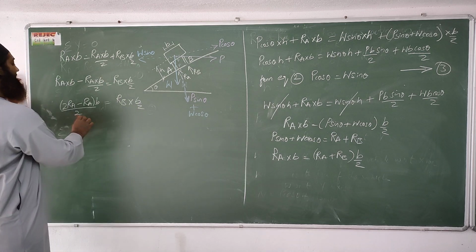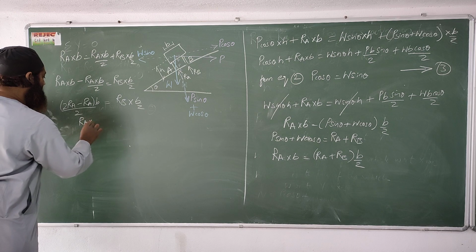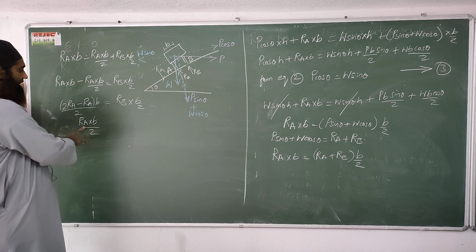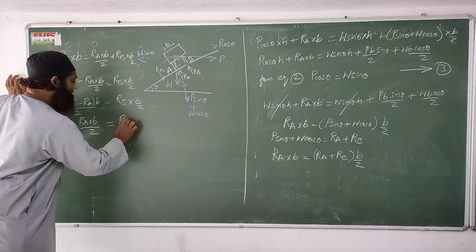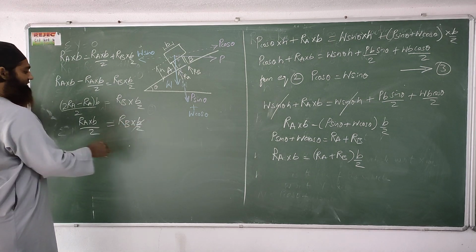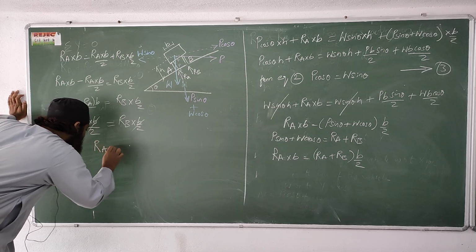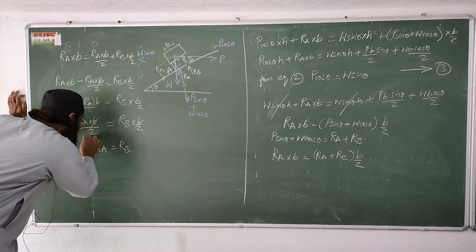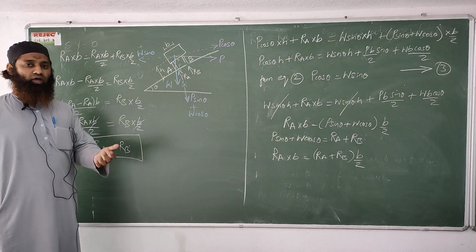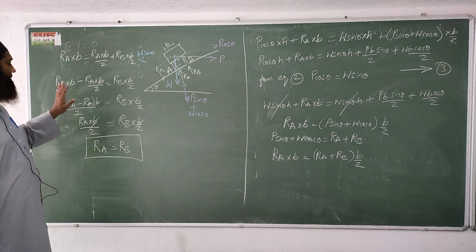Okay, after simplifying this, what will I get? This will be Ra into B by 2, so this will be positive. 2Ra minus Ra will be Ra into B by 2 is equal to Rb into B by 2. I'll just cancel these values, B by 2 and B by 2. So the final answer what I'll get is reaction Ra is equal to reaction Rb. When the frictional force is not considered and the frictional force is 0, then the reactions will be Ra is equal to Rb. So please be clear here.